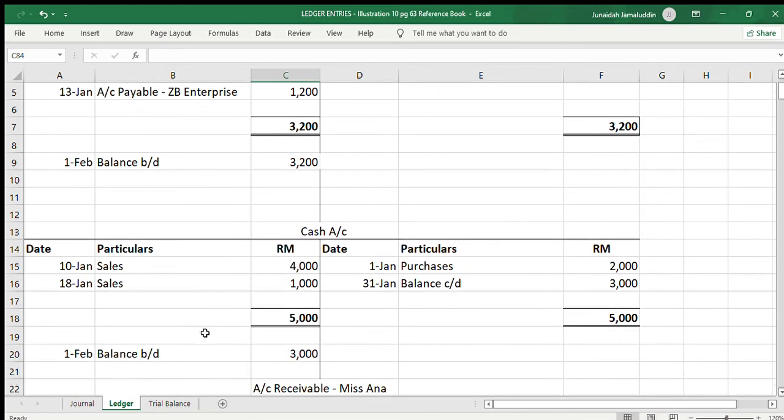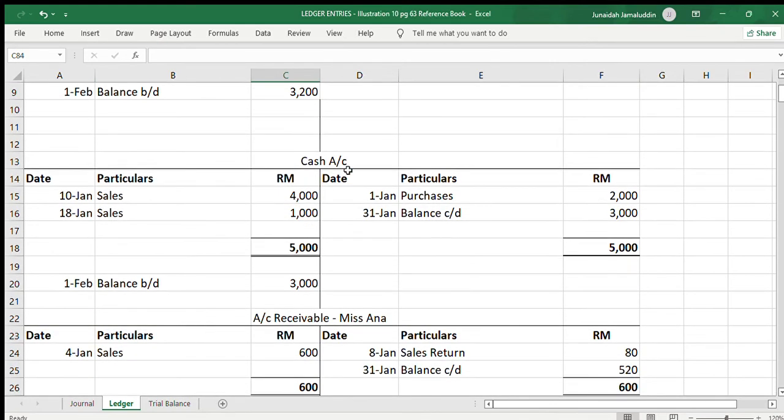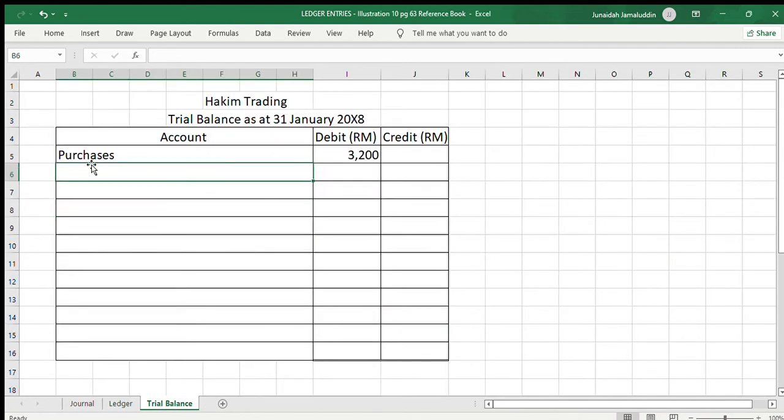Okay, next we go to the cash account. Cash account balance BD dia di sebelah debit. Yes. So that means it has a debit balance. So kita akan transferkan 3,000 ni into the debit side of the trial balance lah. Okay, so kita tulis sini nama account is cash account. So belah debit ni kita tulis amount balance BD tadi, that is 3,000.